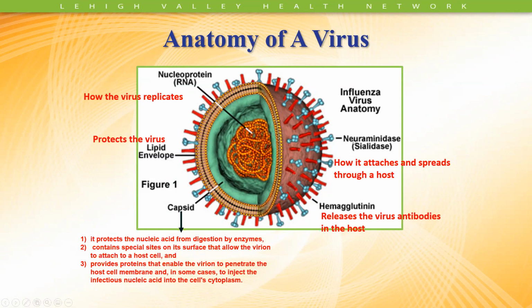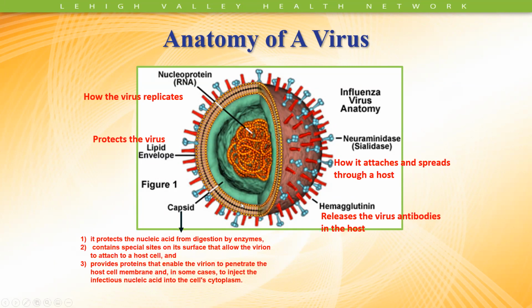So you have this neuraminidase, which is kind of a spike that is responsible for how it attaches and spreads to the host. And then you have the hemagglutinin, which releases the virus antibodies in the host. So this is kind of a typical anatomy of a virus. And again, this is how it's going to replicate. This is how it's going to attach. This is how it's going to cause the virus to become toxic to the host. And these over here are going to be how they protect the virus from getting destroyed.